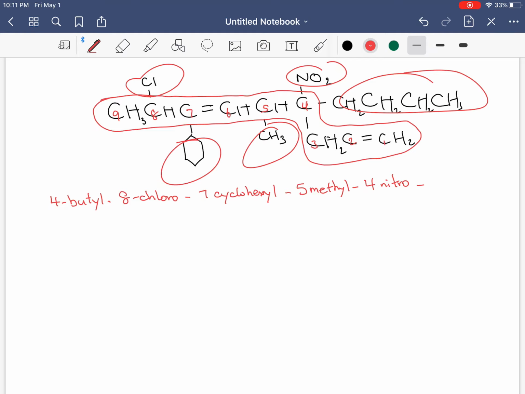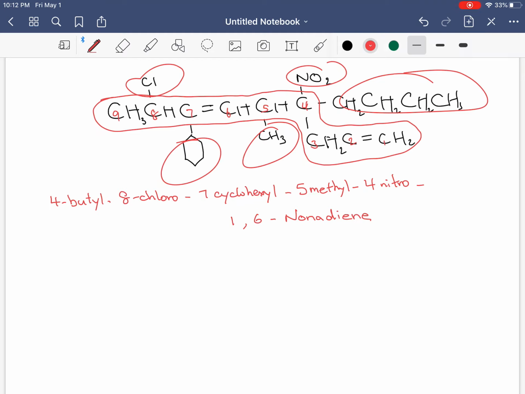Now, the main chain. So it looks like I have two double bonds. Position number 1 and position number 6. It's a 9-carbon chain long, so it's a nona. There's two double bonds, so nonadiene. Done. Hopefully I didn't make any mistakes.